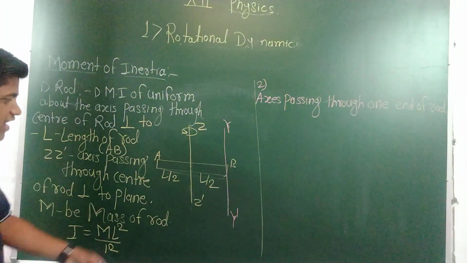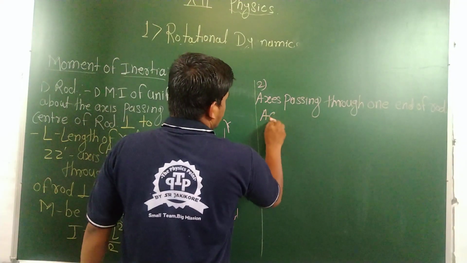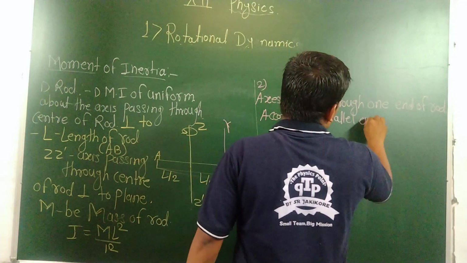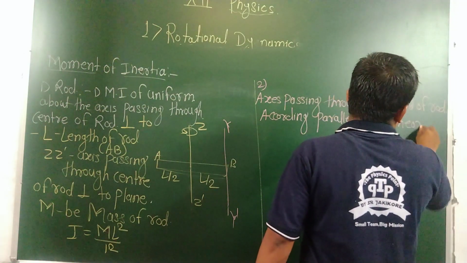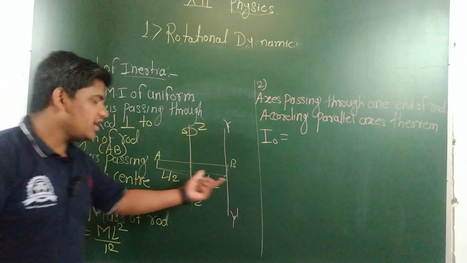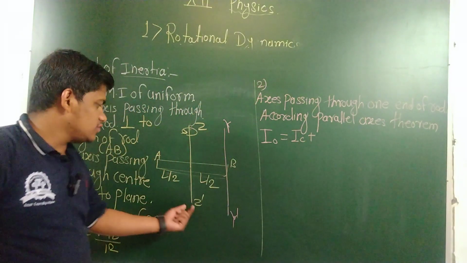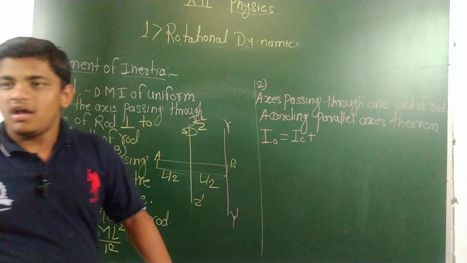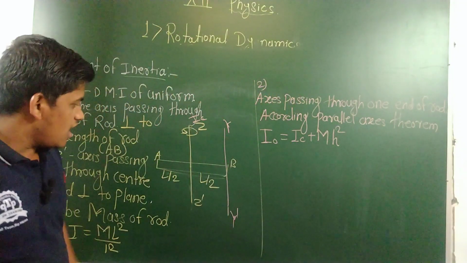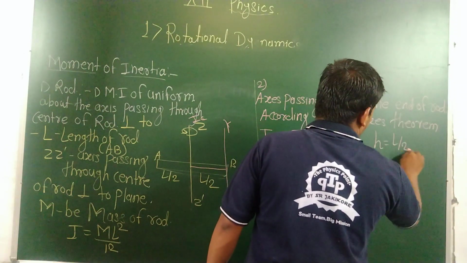If we look at these two axes, they are parallel to each other, so here we can use the parallel axis theorem. According to the parallel axis theorem, what is the parallel axis theorem? The moment of inertia of the object around an axis passing through any point is equal to the sum of the moment of inertia of the object around the axis passing through the center, that is IC, and the product of the mass of that object and the square of the distance between the two parallel axes. And the distance between these two axes is h, and here h is equal to L divided by 2.